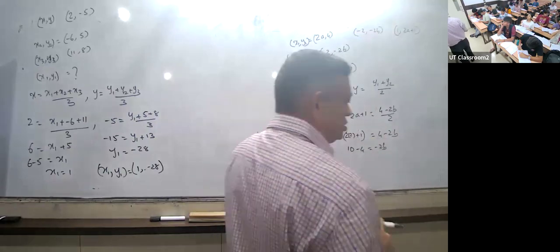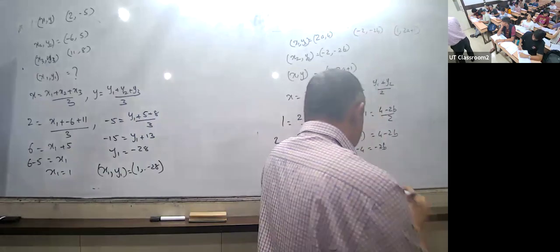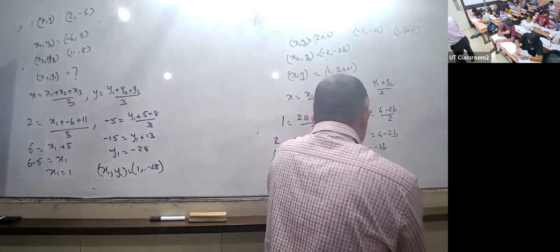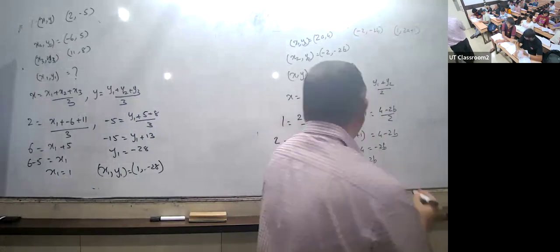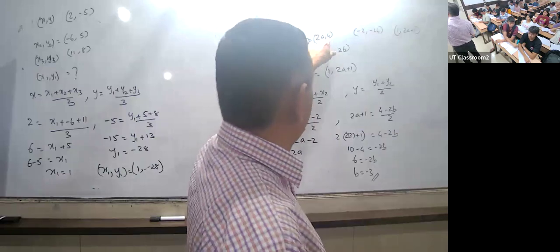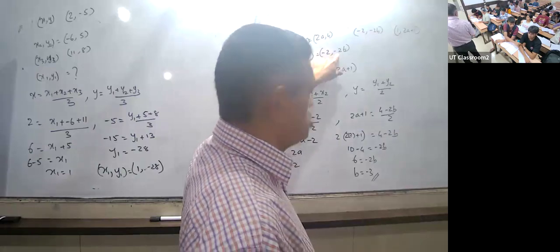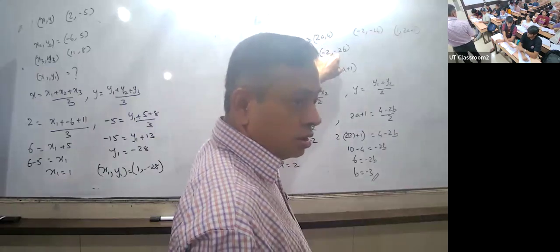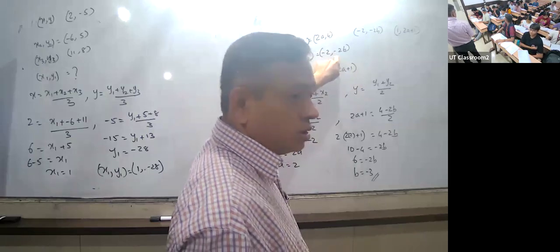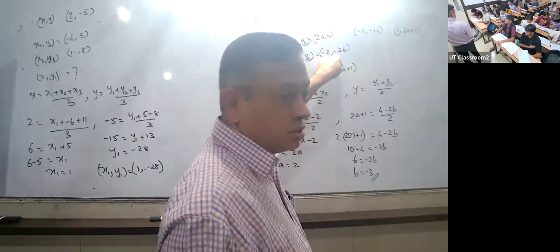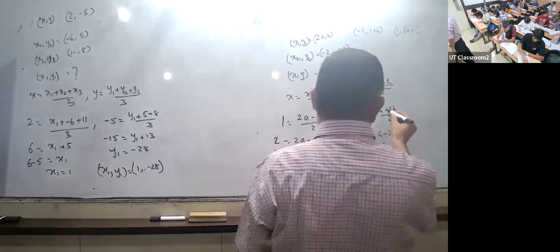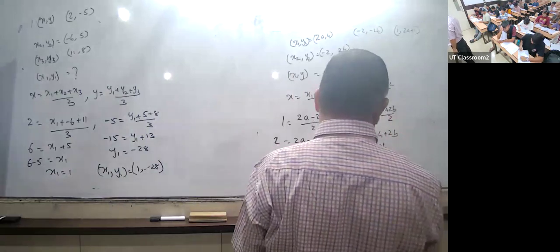B is equal to how much? Minus 3, no? 3 or minus 3? B is minus 3, no? What is 4a minus 2b, no? This is minus 2b, no? Here plus 2b or minus 2b? Who read this question? Got him.